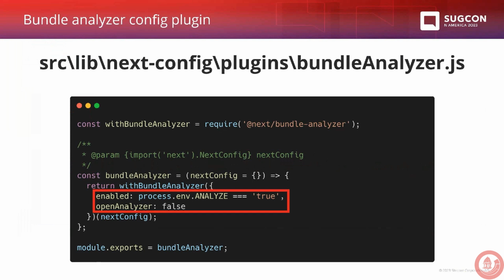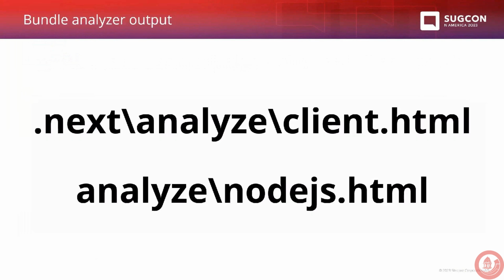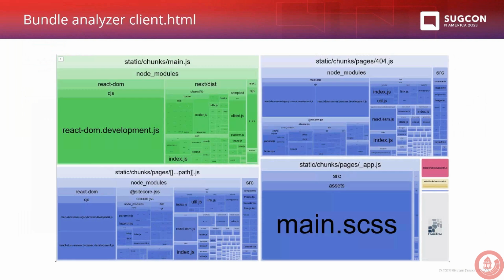Once you've got your plugin set up, you can go and set ANALYZE equals true in your environment variables. The next time you build your application, Bundle Analyzer is going to create some HTML files at these paths. It's going to create an HTML file for the client bundle that gets sent up to the browser, that's going to be client.html, and then an HTML file for the bundle that gets used by the server, nodejs.html. When you open up those pages, this is what they're going to look like.